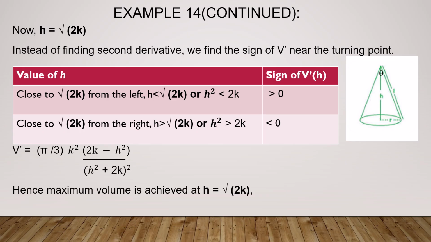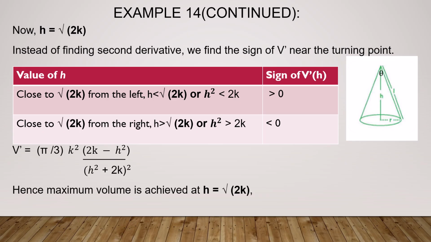Now here, finding the second derivative would be tedious. You can see that from the first derivative equation. So we use the first derivative test. Near the turning point, we try to evaluate the value. Close to root of 2k from the left, say h is less than root of 2k, that means h square is less than 2k. Now when h square is less than 2k, in the equation for v dash, the numerator 2k minus h square will be greater than 0.